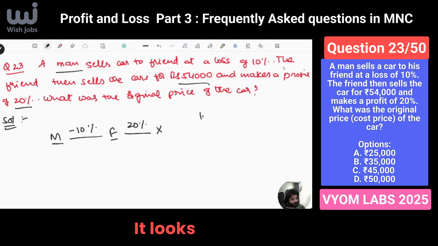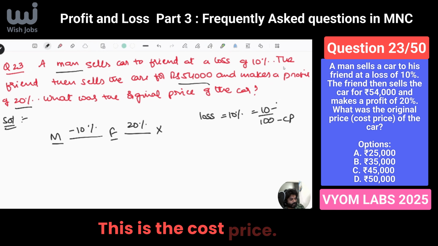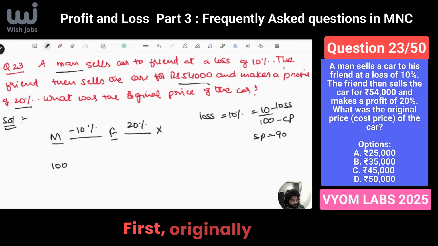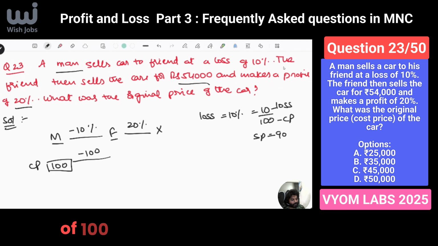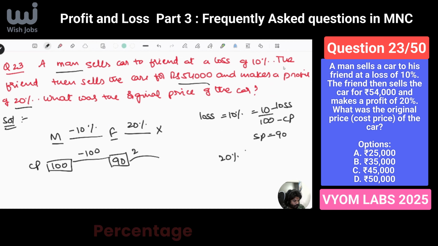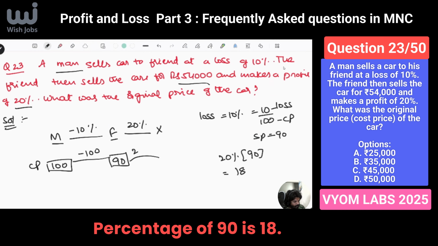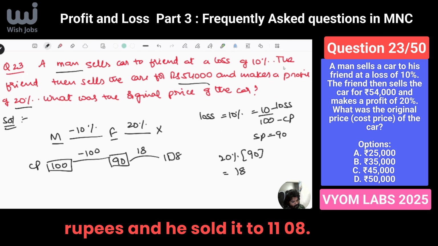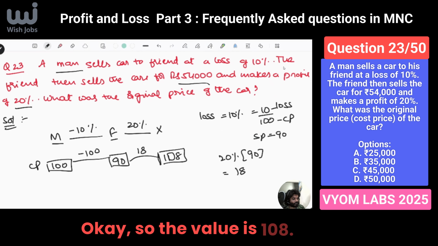Loss equal to 10%. That means 10 by 100. This is the cost price, this is loss, this is selling price, 90. Okay, first, originally the price was 100. In the transaction, he made a loss of 10 rupees and sold the car for 90 rupees to his friend. And then the friend made a 20% profit. 20 percent of 90 is 18. So in this transaction, he made 18 rupees and he sold it for 108. Okay, so the value is 108.